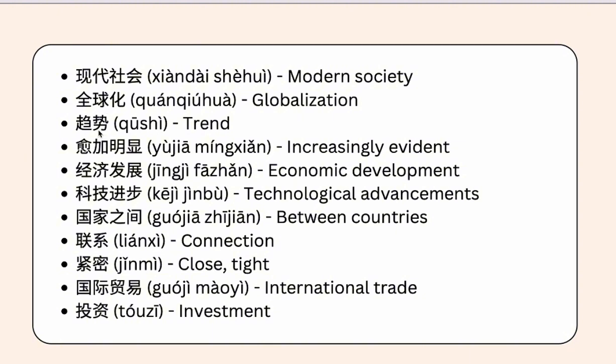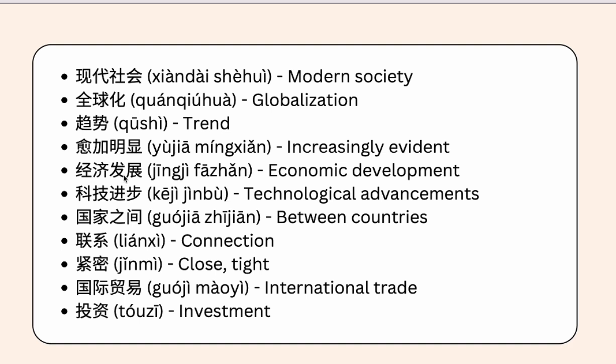And then 趋势, that's a trend. So a lot of times they will say the trend of something, like the inflation or something. So we say 趋势, the trend. 愈加明显. So 愈加 means increasingly. 愈 means more and more. 加 is plus or add. 明显, that's obvious. So 愈加明显, that's more and more obvious.